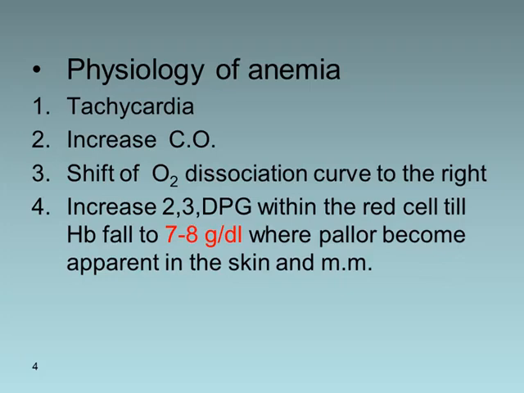What happens when there is anemia? It means physiology of anemia. There will be tachycardia, increase in the cardiac output, and shift of the oxygen dissociation curve to the right, as well as increase in the 2,3-diphosphoglycerate within the red cell till the hemoglobin falls to a level of 7 to 8 gram per deciliter, where pallor becomes apparent in the skin and the mucous membrane.